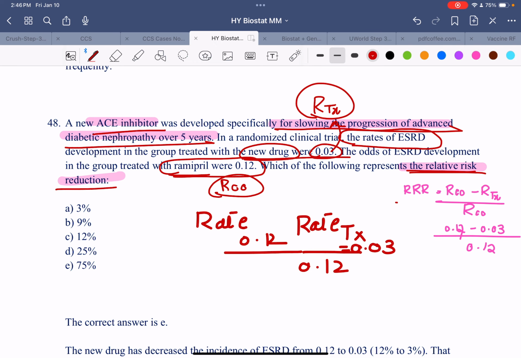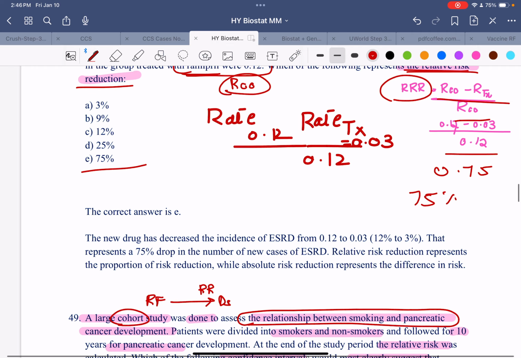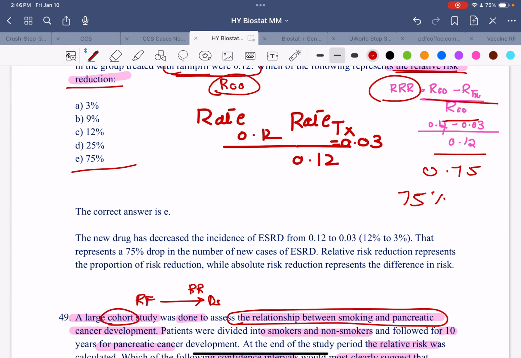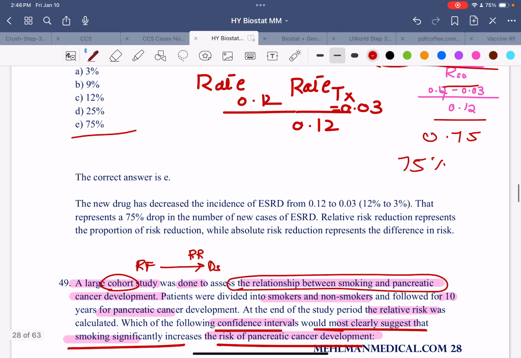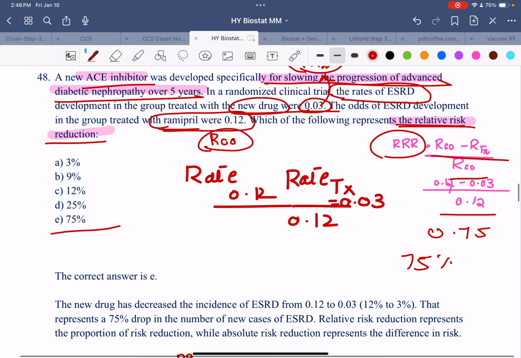Remember, relative risk reduction has 3 R's. Therefore, in the formula we will have 3 R's: R control minus R treatment divided by R control. We'll plug in the values over here: 0.12 minus 0.03 divided by 0.12, and the answer comes out to be 0.75, which can also be called 75%. So there is a 75% risk reduction with the new drug as compared to ramipril, right? So you need to know the formula for relative risk reduction: R control minus R treatment divided by R control.